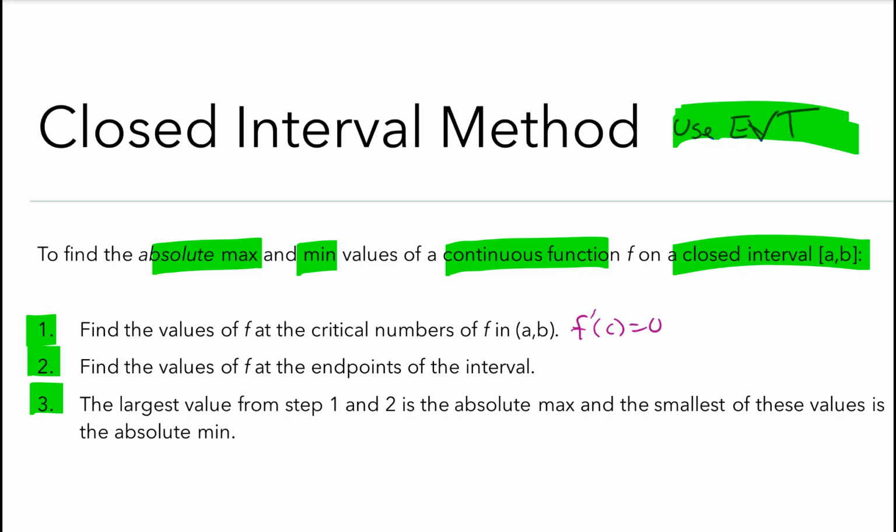So now number 2, we're going to find the values of f at the endpoints of the interval. So we're just going to plug in the endpoints. f of a, f of b. No derivative, none of that. We're just going to plug it in. Just f of a and f of b, and we're going to see which one's biggest and which one's smallest. Cool. And then the last step is we're just going to check and see what's the biggest and the smallest. The largest value is the absolute max, and the smallest value is the absolute min. Not much to it.